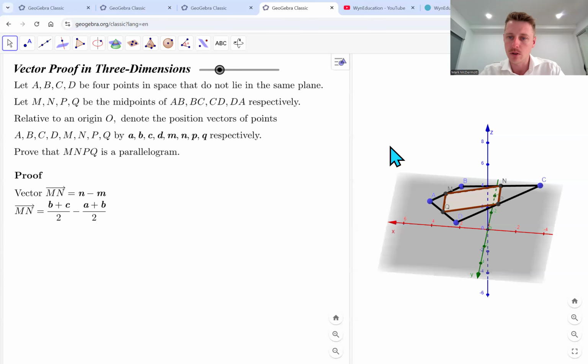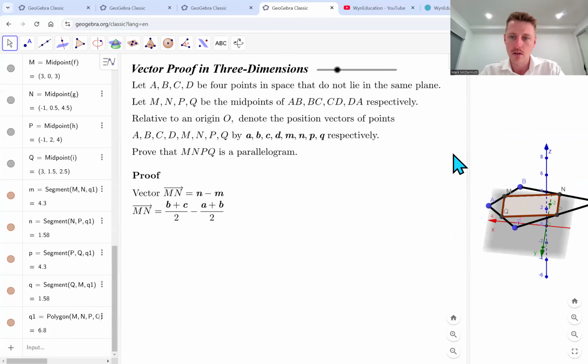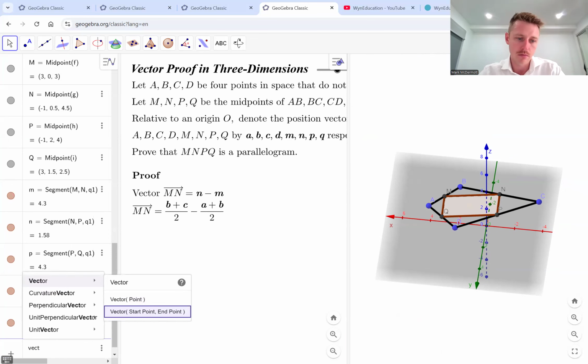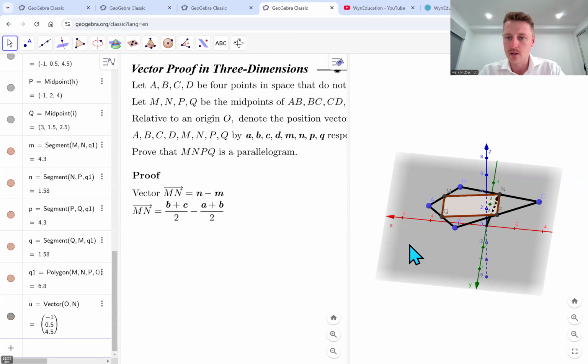So what we're going to do is actually come over here and get behind the scenes. And what we can do is make those vectors. So let's make a vector N that goes from the origin, which is at 0, to the point N. And now you can see we've got that there.